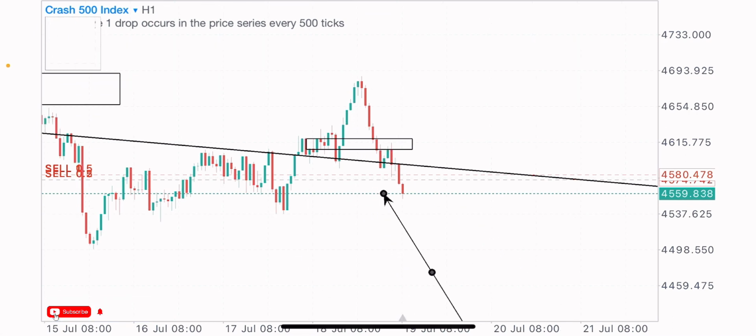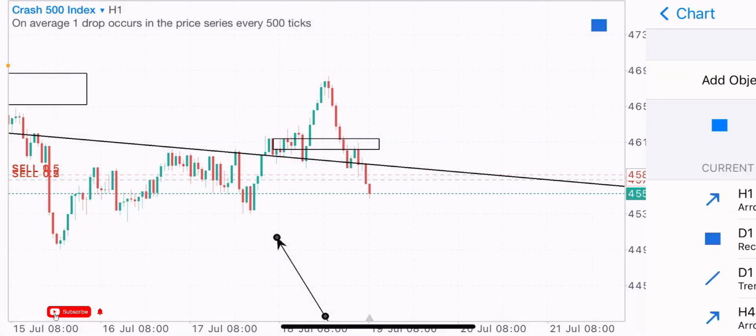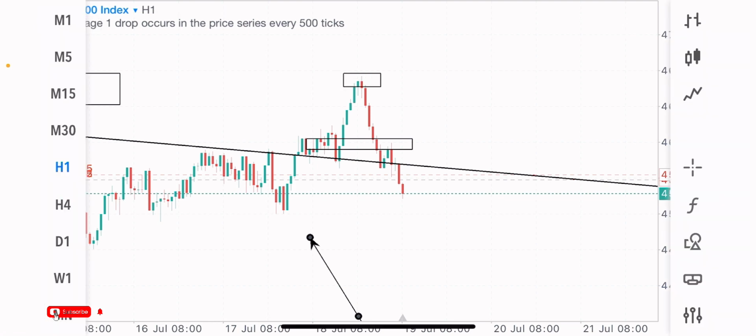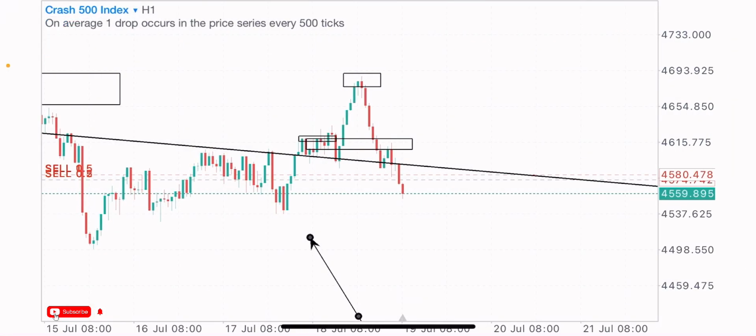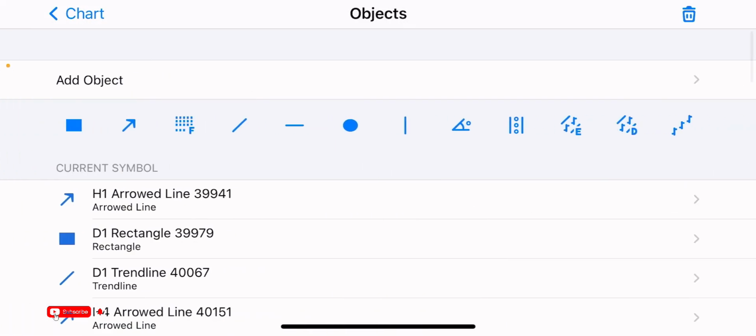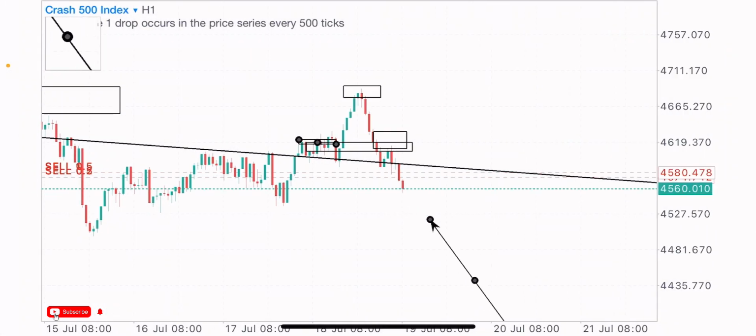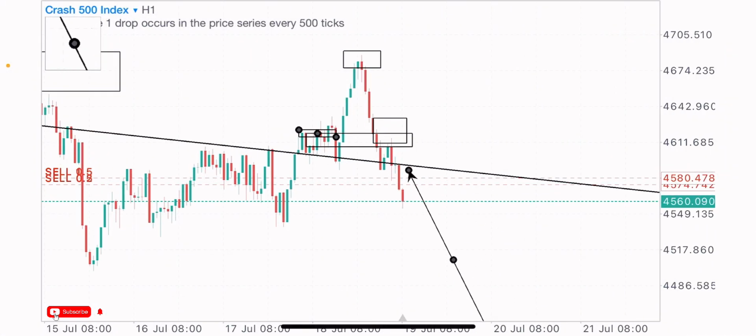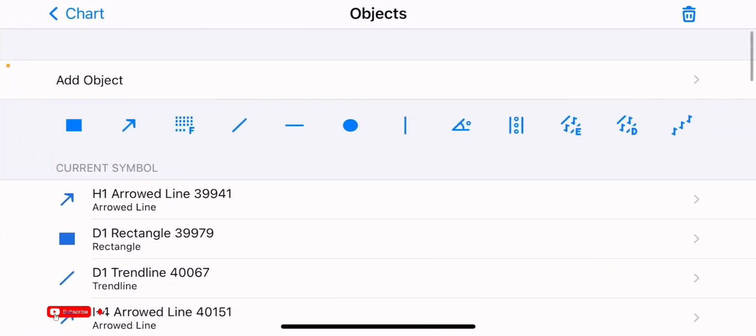a head and shoulders pattern. We got the head formation at this point, the head at this zone, the left shoulder here, and the right shoulder at this particular level. The right shoulder was the formation I was looking at to take the sells, like the break of the neckline as we saw at this point.